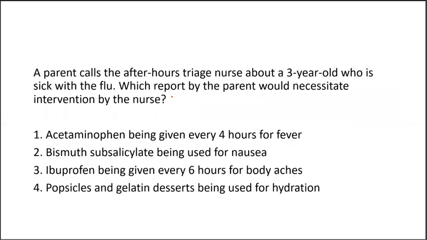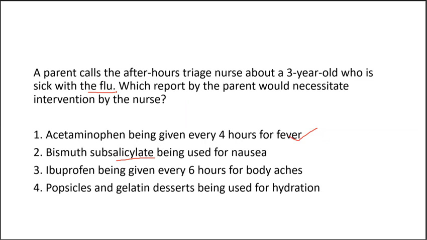So again, you have this test question. A parent calls the after-hours triage nurse about a 3-year-old who is sick with the flu. Which report by the parent would necessitate intervention by the nurse? Number 1 says acetaminophen being given every 4 hours for the fever. Well, that's good. We can give acetaminophen for the fever. Number 2 says bismuth subsalicylate being used for nausea. Again, that's our salicylate there. Remember, the child has the flu.